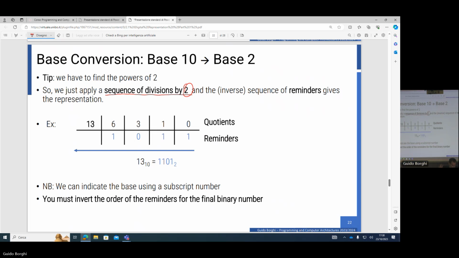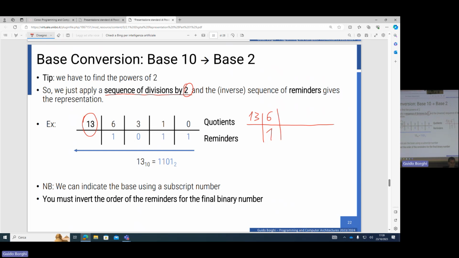For example, the example is easier than the sentence. We want to convert this number 13 from base 10 to base 2. So I write here 13. Then I draw this table. Okay, I don't have enough space, but I'm starting to draw this table. And then I apply the first division by 2. I write here the result and here the remainder. Okay, so 13 divided by 2 is 6 and 1 of remainder.